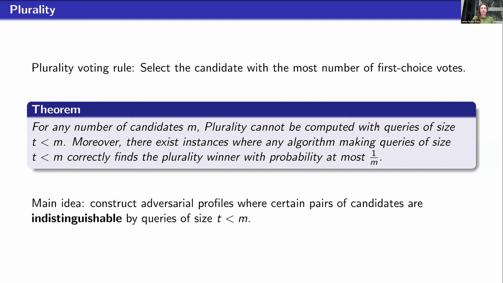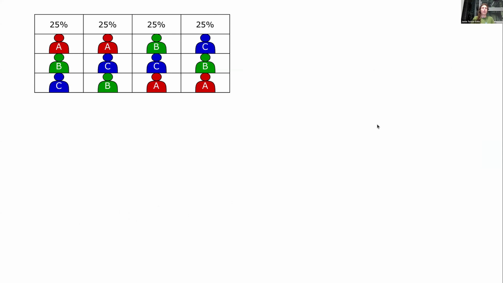Okay, and so what do I mean by indistinguishable by queries of size T less than M? Here's an example for M equals 3 and T equals 2, trying to find a plurality winner. This is a preference profile, a preference distribution: 25% of voters rank A, B, C, 25% rank A, C, B, etc.